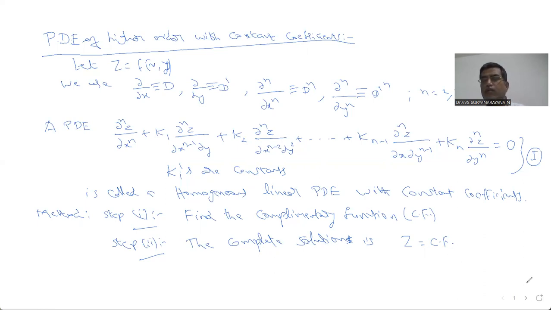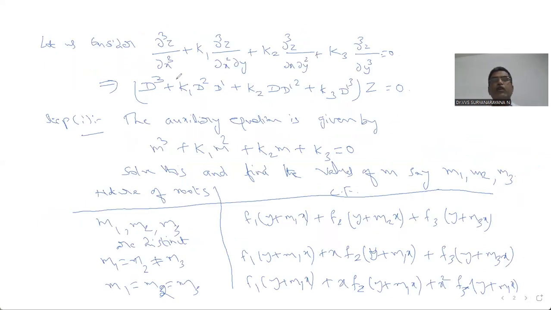Now, I am writing the procedure for a general third order linear PDE with constant coefficients, which is homogeneous. So generally, this is the general form of a third order linear PDE. As per the notation introduced in the last page, the first term will become D cube of z, second term will become k1 into D square D dash of z, third term becomes k2 into D dash square of z, and fourth one k3 into D dash cube of z. Now by replacing D with m and D dash with 1 in this operator on the left hand side, we will get an equation in terms of m. We will name that the auxiliary equation.